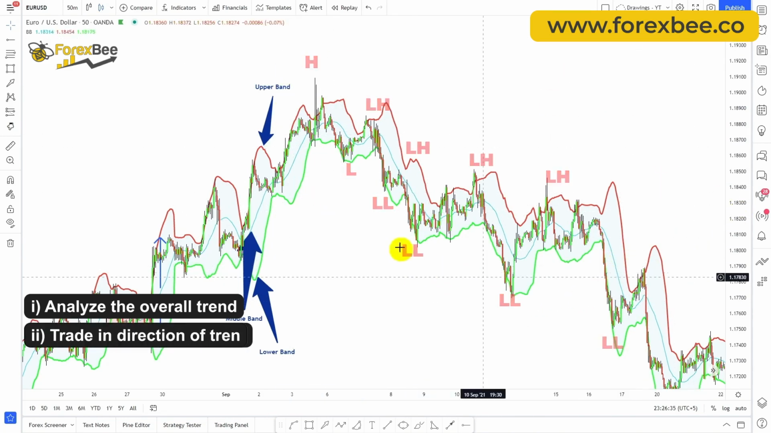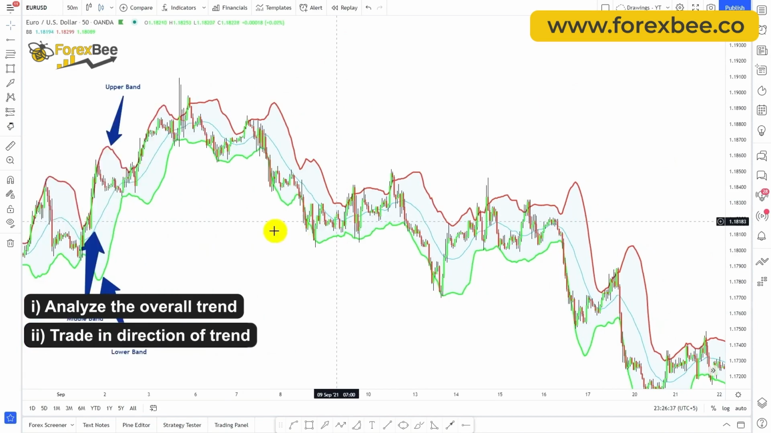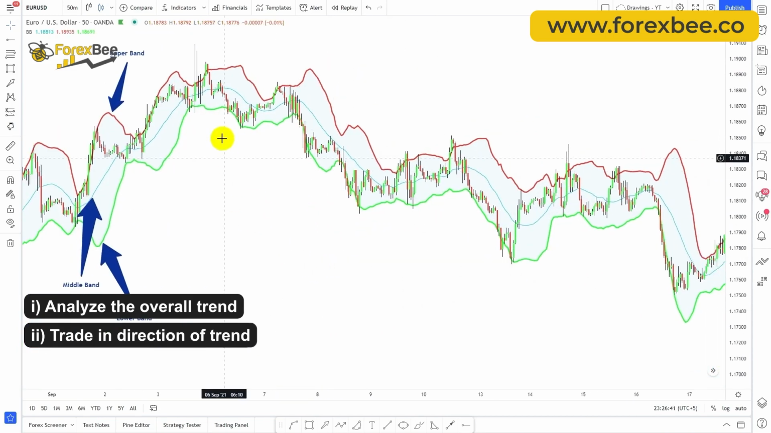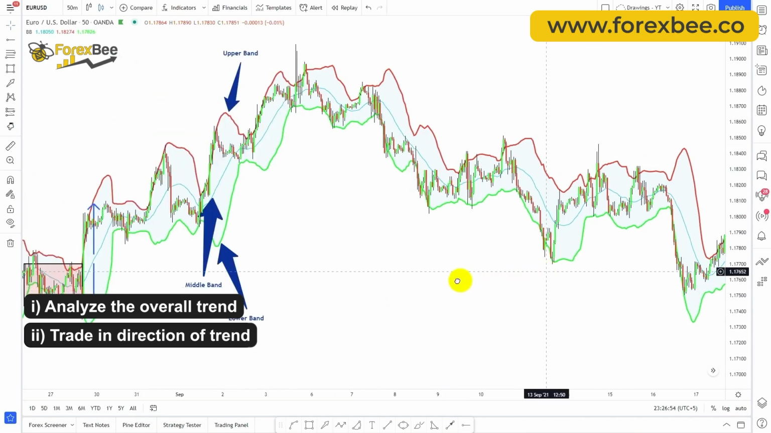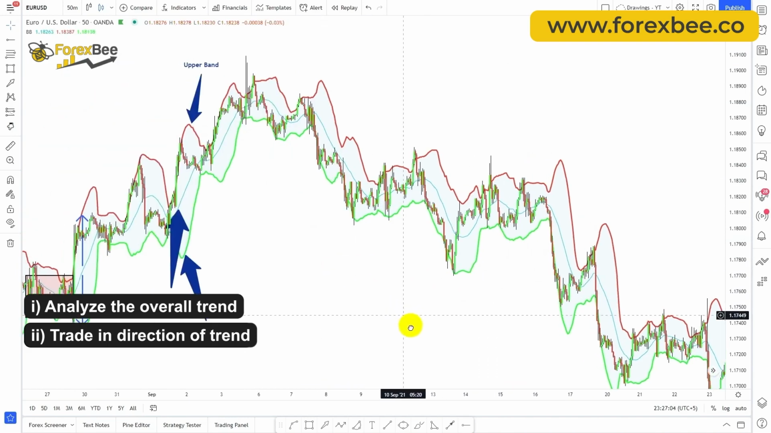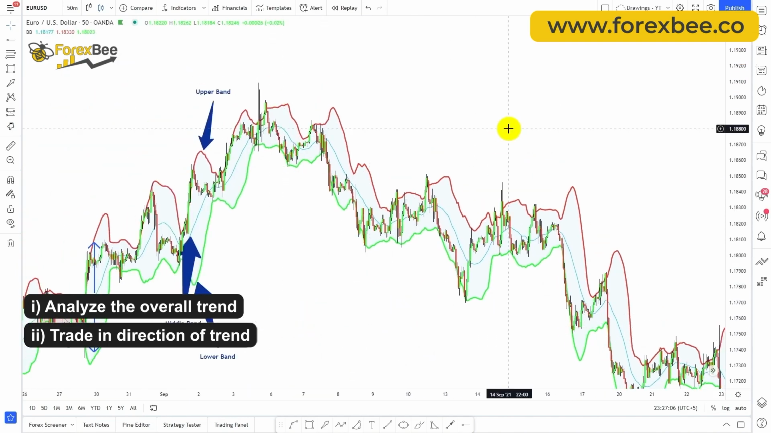The second step is to take the trade in the direction of the trend. So if the trend is bearish, we want to take the sell trades. We want to take short positions because we don't want to go against the trend. As I always say, the trend is your friend, so you should always take the trade in the direction of the trend.